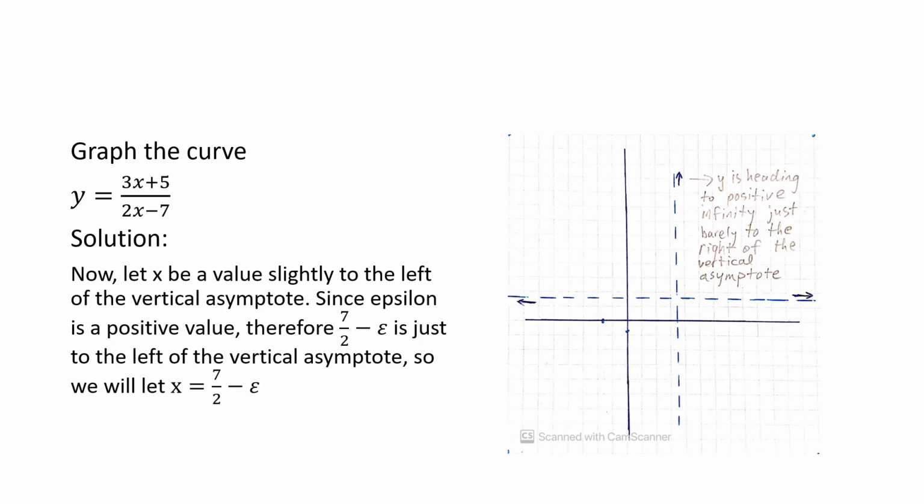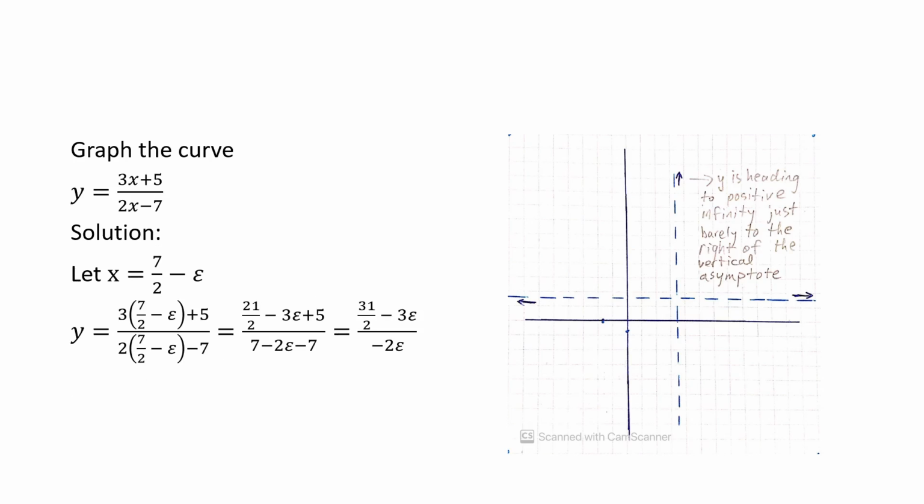Well, now let's go to the left. To the left of the vertical asymptote, since epsilon's a positive value, 7/2 minus epsilon will be just to the left. We let x be 7/2 minus epsilon. We plug it in. We do our distribution. We do our collecting like terms, just like normal. And we get this quantity right here.